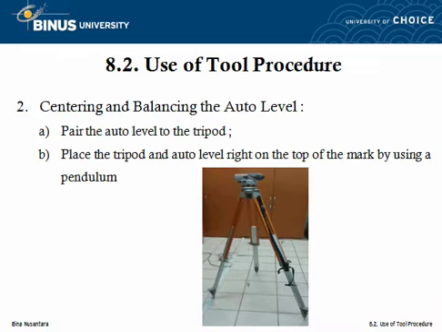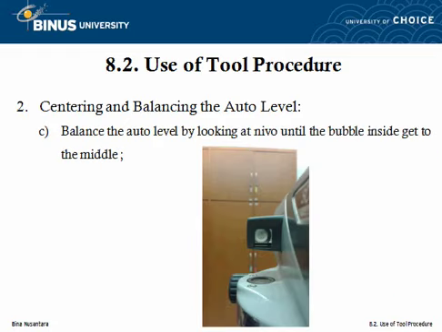And here's the second step, centering and balancing the auto level. First, pair the auto level to the tripod, and then place the tripod and auto level right on the top of the mark by using a pendulum. Then balance the auto level by looking at the level and we set it until the bubble inside gets to the middle.